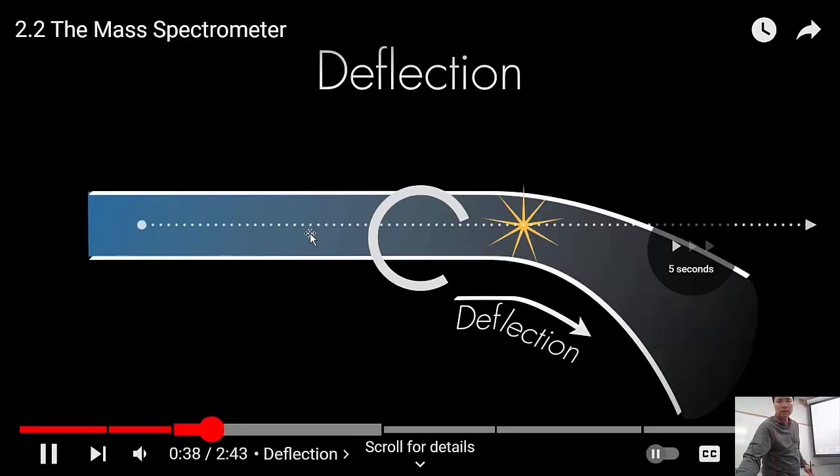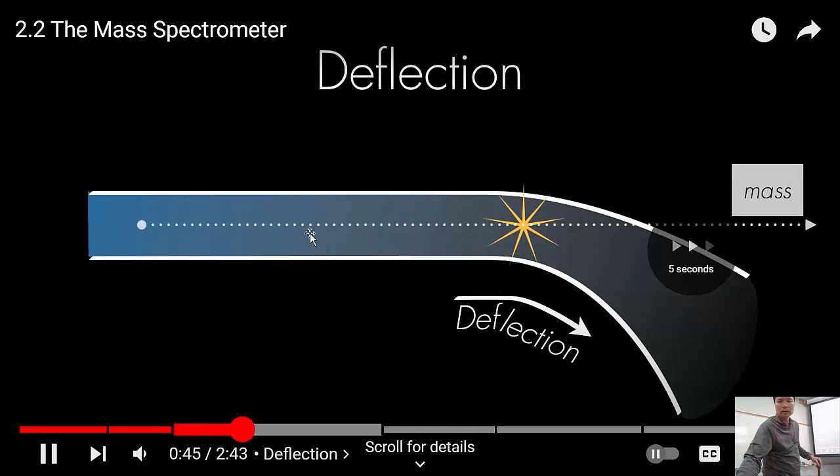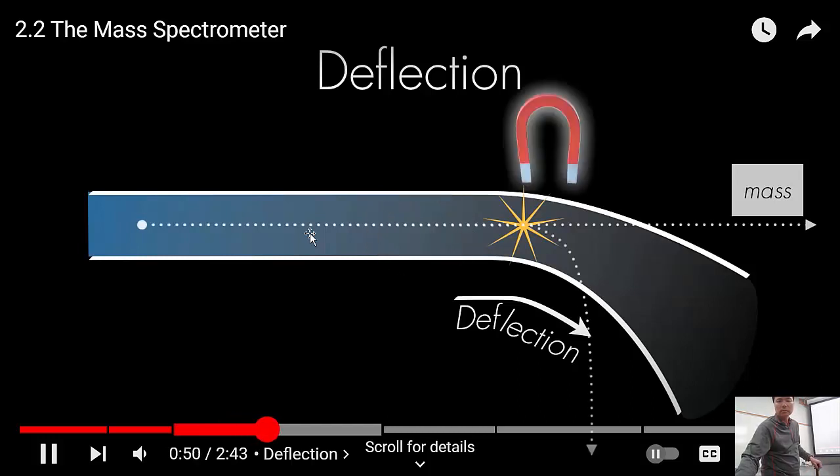And so let's take a look. Okay, here's the deflection with the magnet. They didn't show the magnet earlier, but we can see it has to be charged. If it's not charged, it'll just go straight. But the heavier ones will be slightly deflected. The light ones will be more heavily deflected.